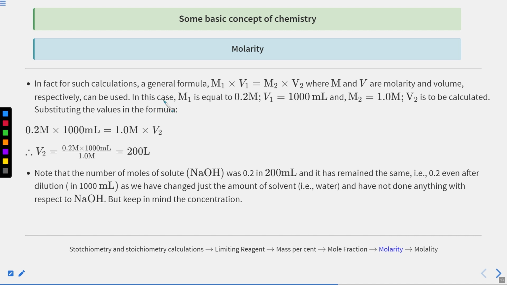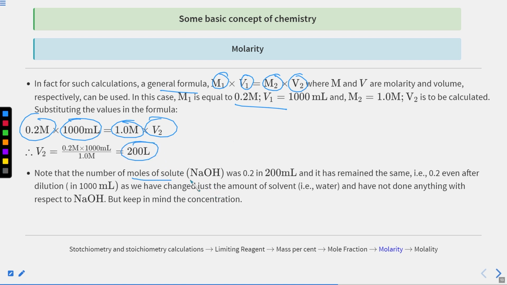Next, in fact, for such calculation, we have a general formula also. M1 is given, V1 is given, M2 is given, V2 is given. So we take M1 V1 equals M2 V2. If we equate both of these, because we need the same number of moles, therefore 0.2 into 1000 and 0.1 into V2, that would give us 200 liters.